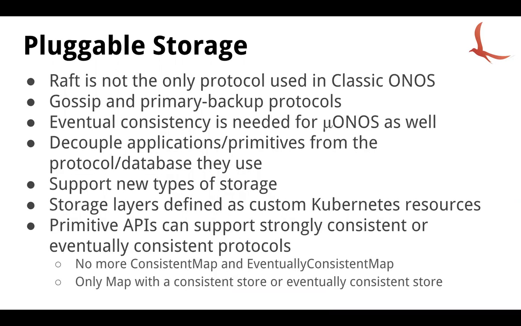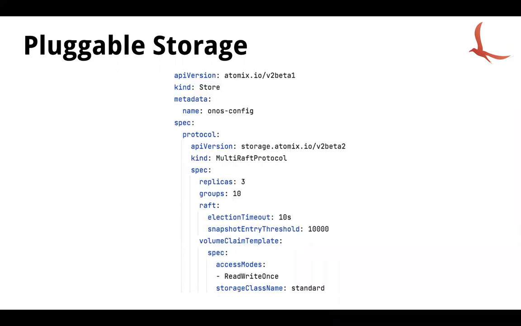So the way that this storage is defined, if you look in one of the micro ONOS charts, like ONOS complete, this is a modification to the store custom resource. Instead of the store being tied to some specific protocol like Raft, it now has a protocol field, inside of which you configure another type of custom resource, which is provided by the storage plugin.